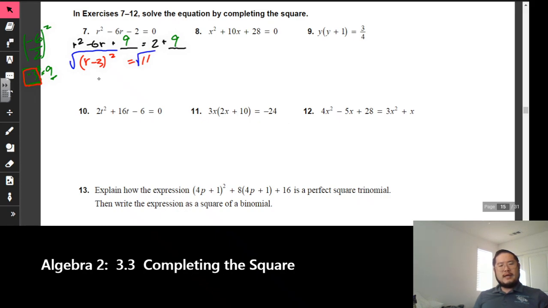We'll square root both sides. R minus 3 is equal to, and don't forget, plus or minus rad 11. We're going to add 3 to both sides, and r is equal to 3 plus or minus rad 11. And there you go. You have just completed the square.